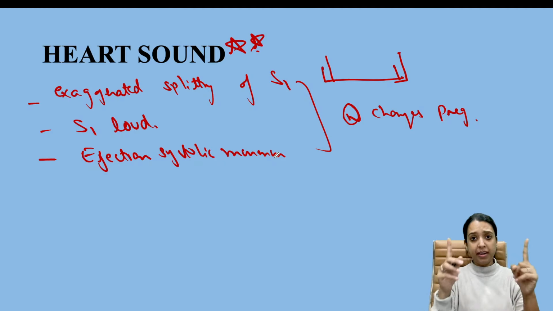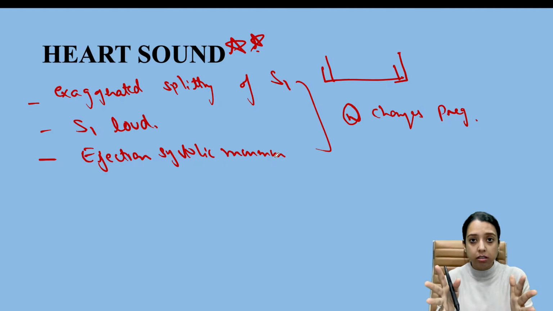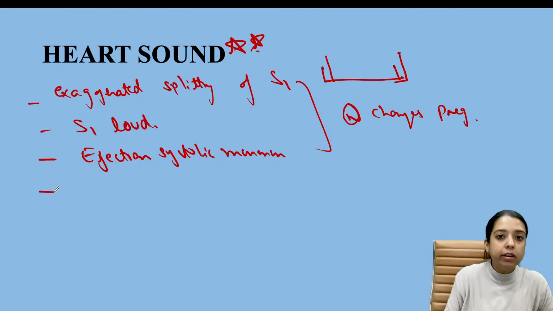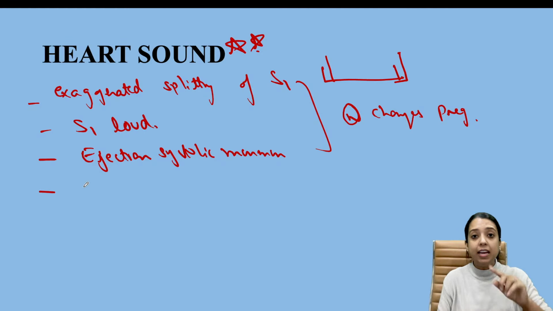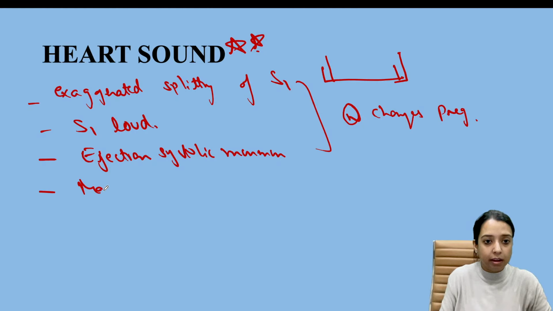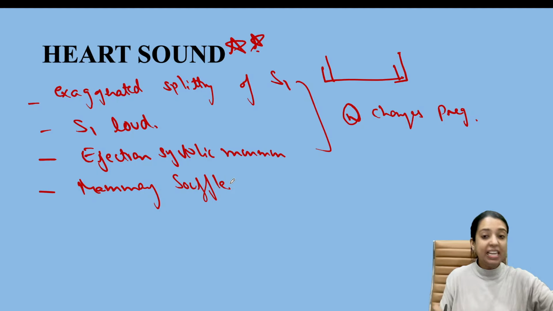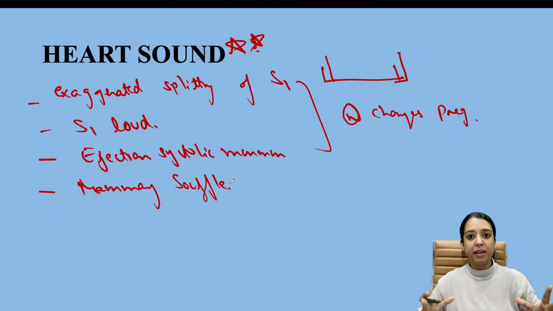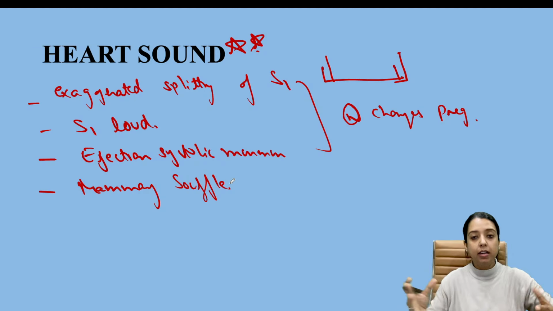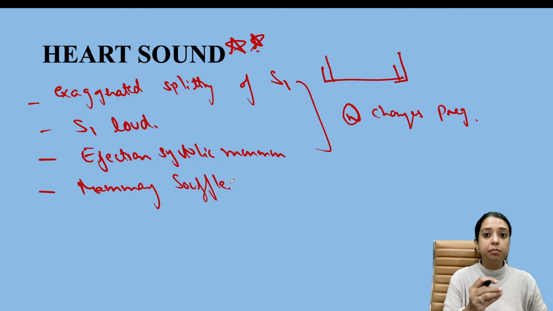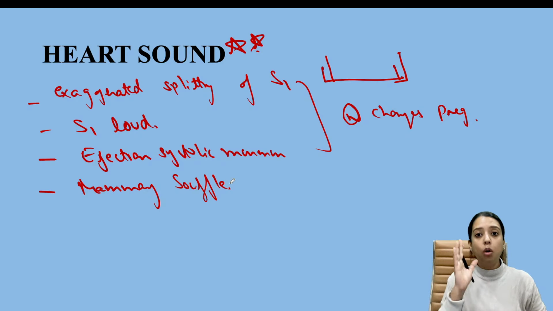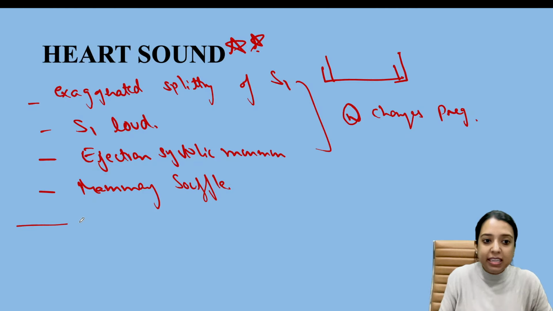What happened? S1 is split, S1 is loud, and there is an ejection systolic murmur. One more continuous murmur is heard in the parasternal area. It is the mammary shuffle. Mammary shuffle is because blood flow is increased towards the mammary glands. The breast is also developing, they have to lactate. So blood flow to the breast increases, and that continuous murmur is the mammary shuffle. What is abnormal? These are the normal changes.